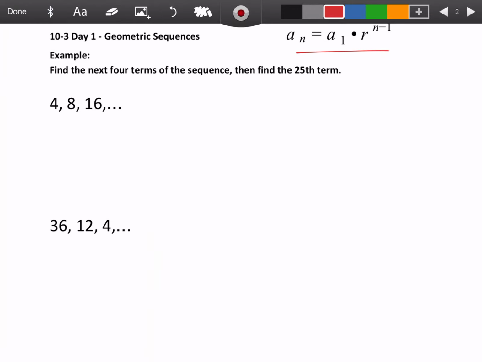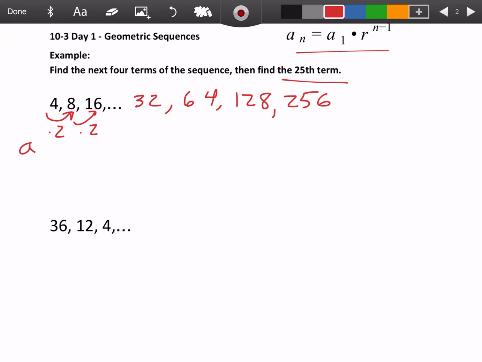Find the next four terms. So we have 4, 8, 16, and then find the 25th term. Here, you can see that we're multiplying by 2 each time. So the next ones, hopefully you can say, 32, 64, might need a calculator after that to get to 128, and then 256. But now we have to get to that 25th term.